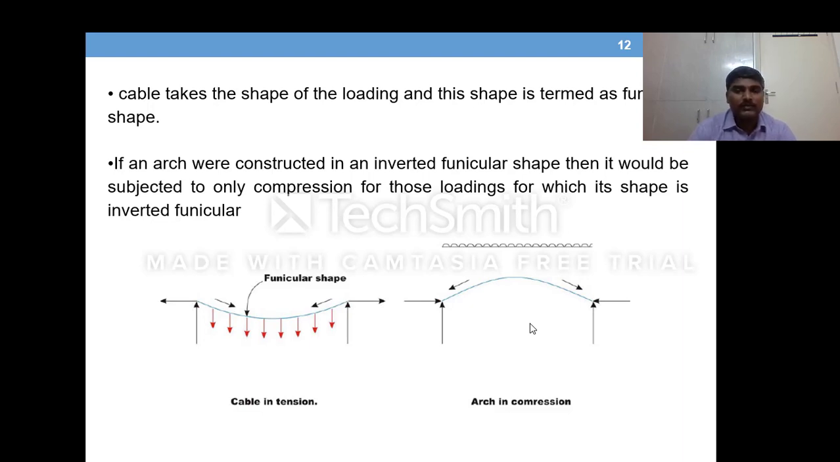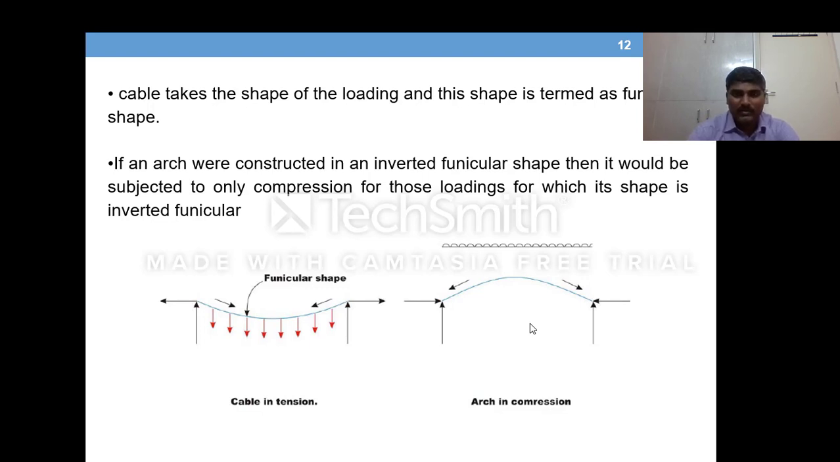Right, now let's come to the shape of the arch. So the cable takes the shape of the load, and this shape is termed as funicular shape. We will discuss this extensively when we deal with cables and suspension bridges. For now, you understand that when you apply some load on the cable, the shape of the cable depends on the load applied. That is what we call the funicular shape, the shape attained by the cable when you load it.